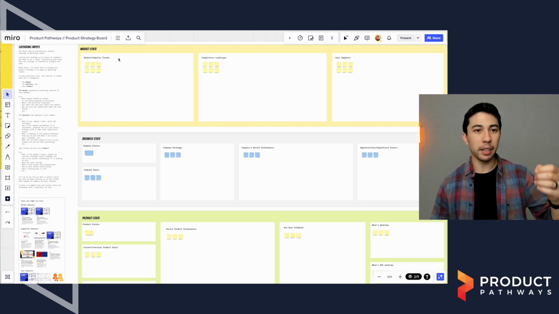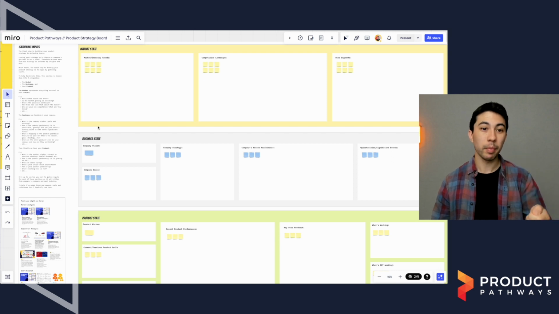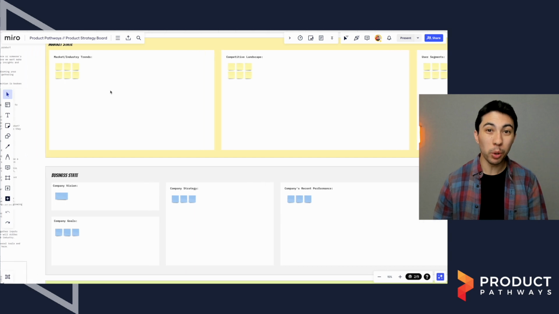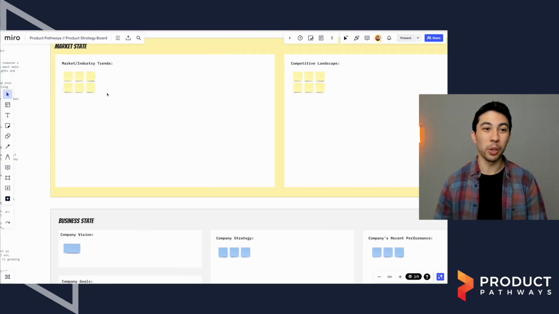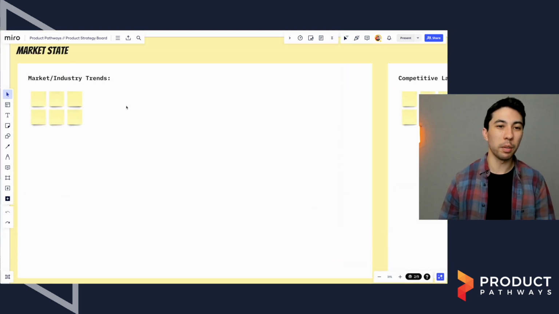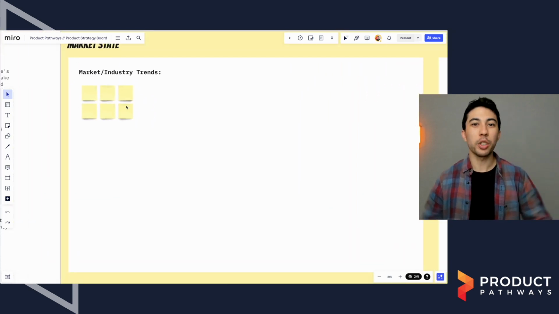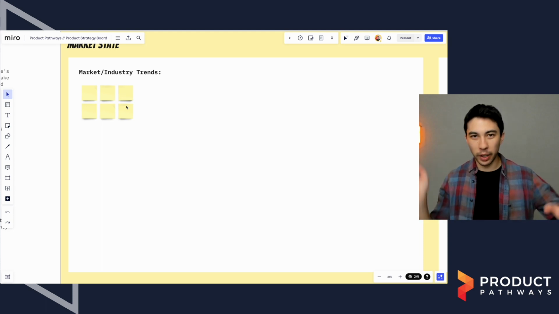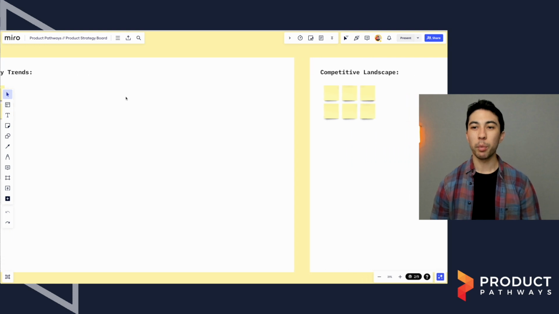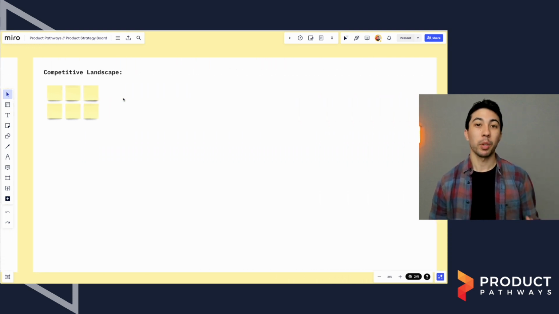I've broken this down into basically inputs and information on the market, inputs and information on the business, and inputs and information on your product. Now, I've further broken this down to give you even more guardrails around it. But when we think about the market, we want to think about things like, what does the market and industry look like? What trends are happening? Are there certain trends going on? Is the market growing? Is it declining? Those types of things.